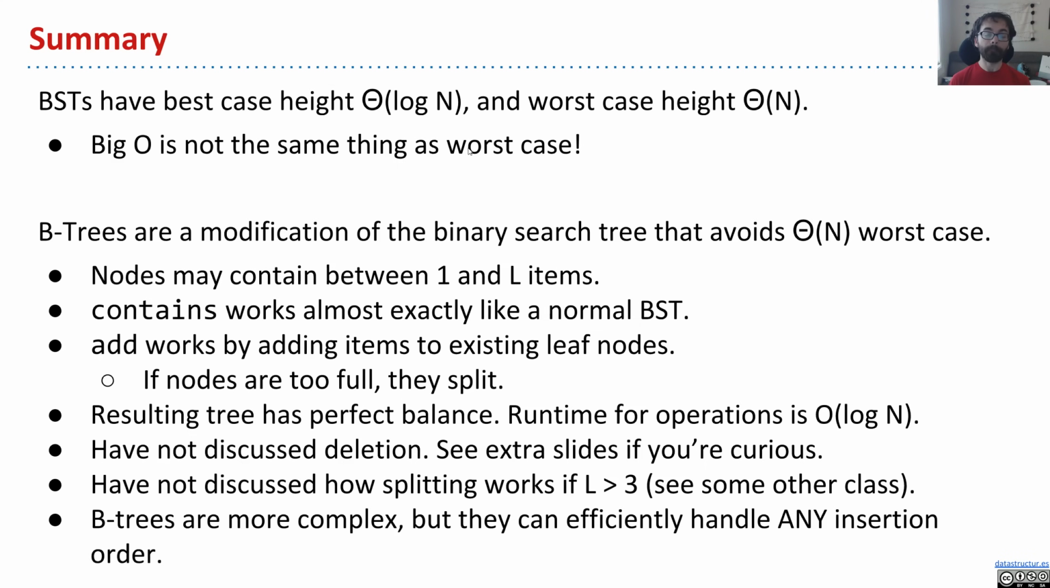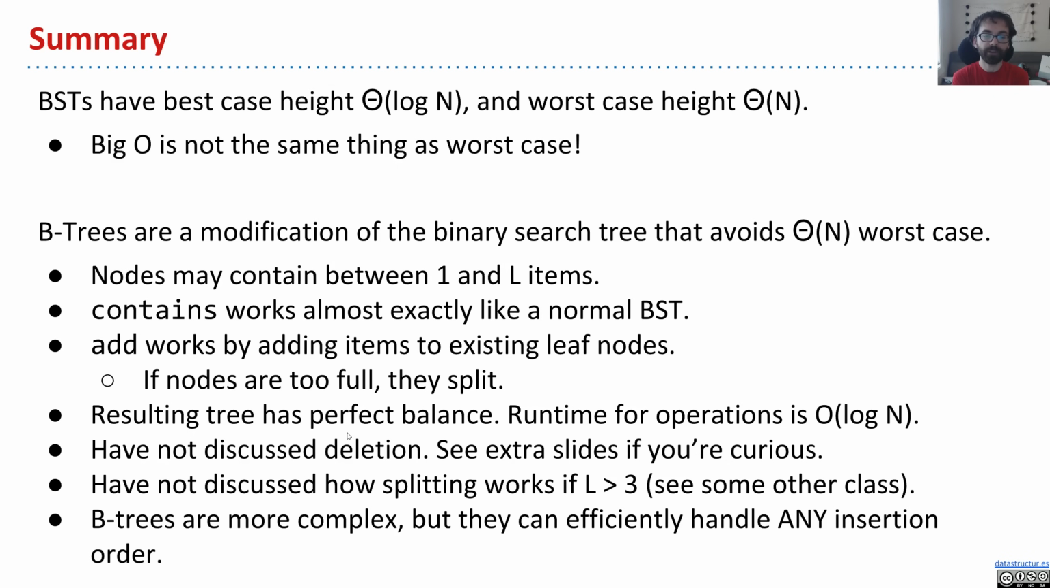Then we talked about B trees. Those were a modification of BSTs that avoided this worst case. In this tree, nodes can have between 1 and L items. Contains is exactly like a normal BST, except that you have to look inside each node, so there's multiple items per node. Add works by adding items to existing leaf nodes, and if they're too full, they split. The resulting tree has perfect balance because of our bushiness invariant, and therefore the runtime for the operations is big O of log n. Now again, I haven't talked about deletion.